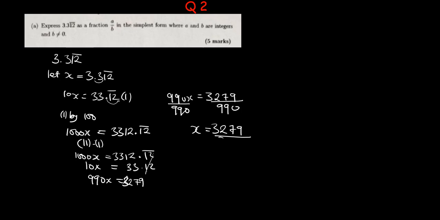So you end there. This is in the form of A over B, and we can see B is not equal to 0. So that's how you do this one. Let's go to the next question. That was the answer you needed to put.